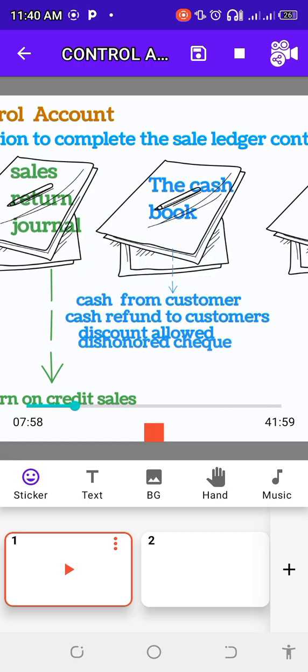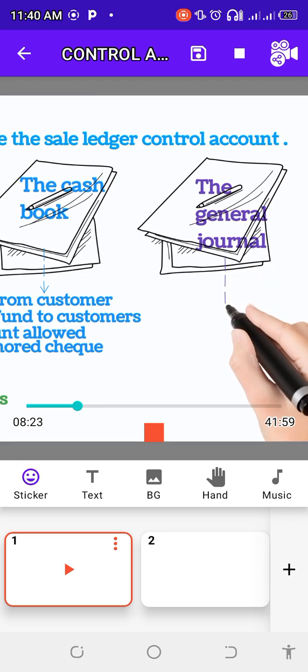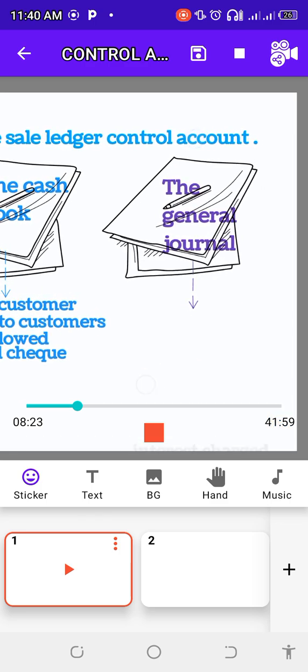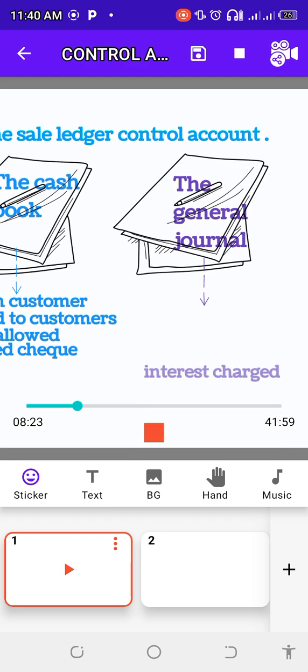Another piece of information we'll get from the cash book is dishonored checks that have been issued and are now dishonored. We are going to get all this information from the cash book. Then the general journal is a journal where we enter transactions that cannot be entered in the other three specialized journals.